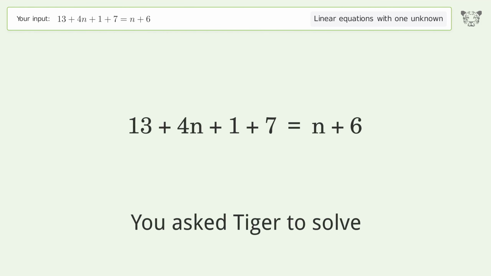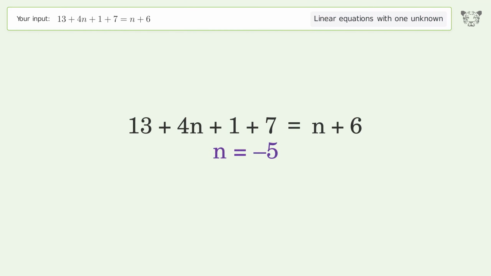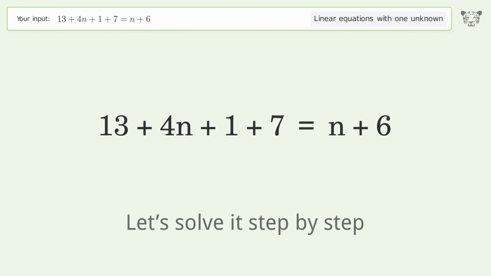You ask Tiger to solve. This deals with linear equations with one unknown. The final result is n equals -5. Let's solve it step by step.